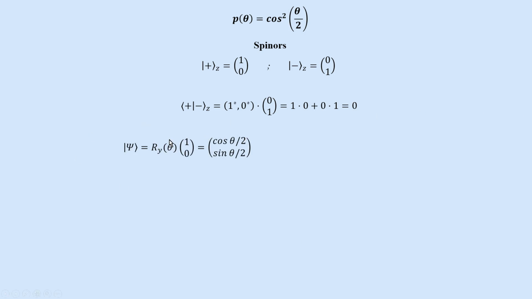This object here, capital letter R_y of theta, is a rotation matrix which rotates the spinor (1, 0) about theta and gives as output a (cosine half theta, sine half theta) spinor. It is a rotation matrix which transforms the spinor (1, 0) into the spinor (cosine theta half, sine theta half), rotating it about the y-axis.